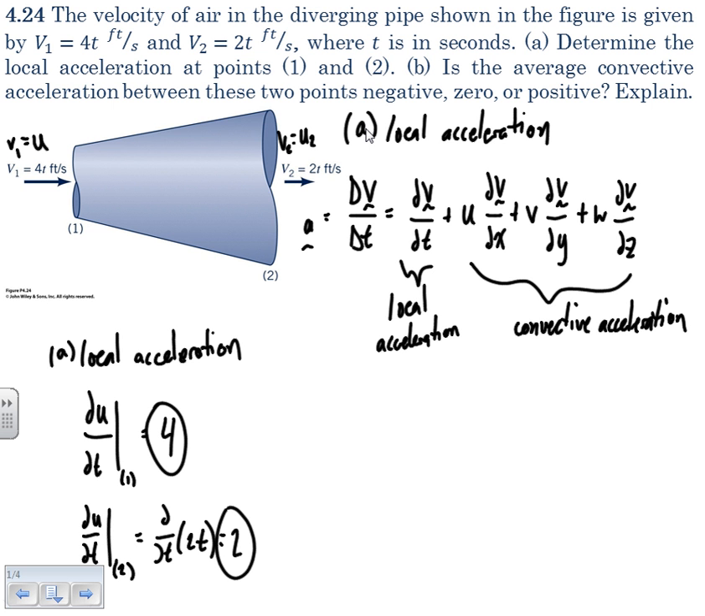And now it asks us part B. It says, tell me if the average convective acceleration is zero, positive, or negative. Okay, so because we only have velocities in the u direction, the v and w terms go away. So for my convective acceleration, I'm going to focus on u times the partial of u with respect to x. Okay, so that is the expression for my convective acceleration.